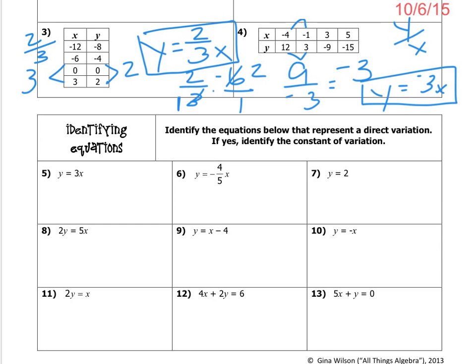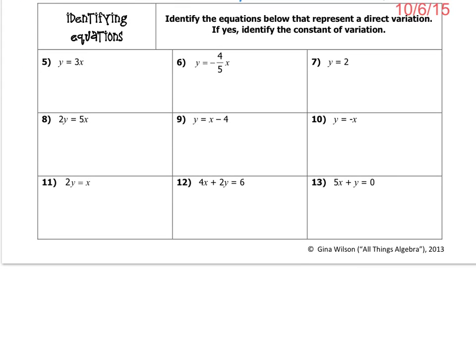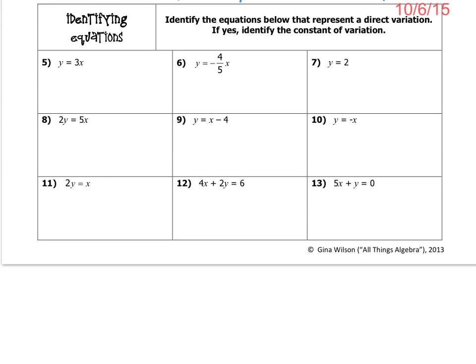So when you go into the equations, let's look at these equations. It says identify the equations below that represent a direct variation. If yes, identify the constant of variation. So the constant of variation is basically just your k. Okay, that's what you're looking for. Now, here's the trick to these problems.